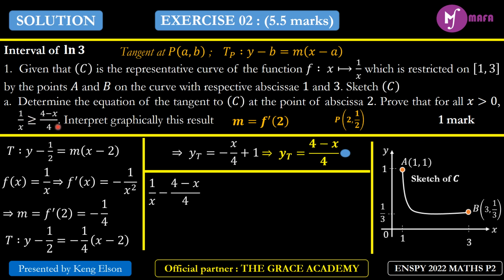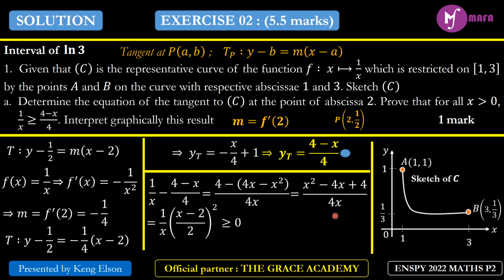So let's first of all find the difference between 1 over x and (4 minus x) over 4. Then we verify if it is greater than 0. Then we conclude. So for 1 over x minus (4 minus x) over 4, we can look for the LCM and then simplify. You get that it is equal to (x squared minus 4x plus 4) over 4x. You can try to simplify and identify that the numerator is a perfect square, (x minus 2) all squared. This 4 in the denominator is the same as 2 squared.